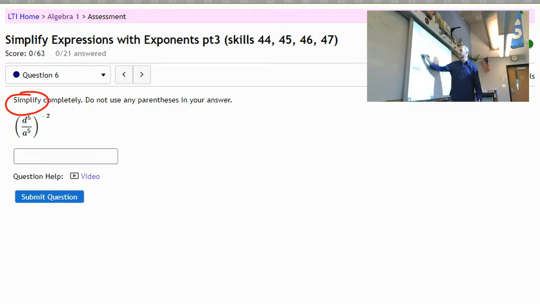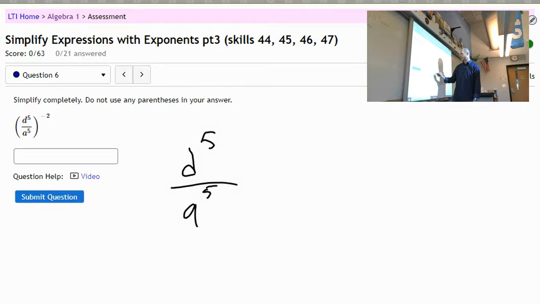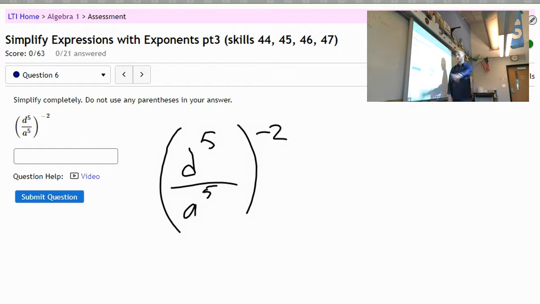I can quit early. Okay, so number 6, d to the power of 5 over a to the power of 5. That is an a. Whole thing raised to the power of -2. So I have different bases inside the parentheses. I got a d and an a. Not like bases, I cannot combine those in any way, shape, or form. It's going to stay as d to the power of 5 over a to the power of 5.